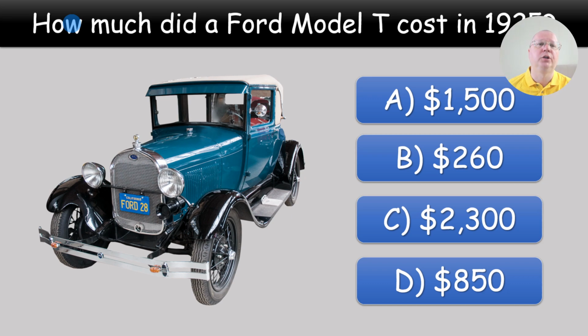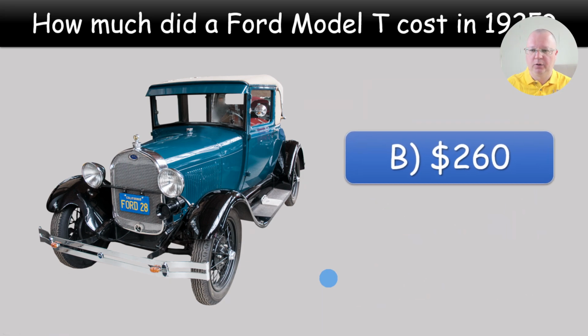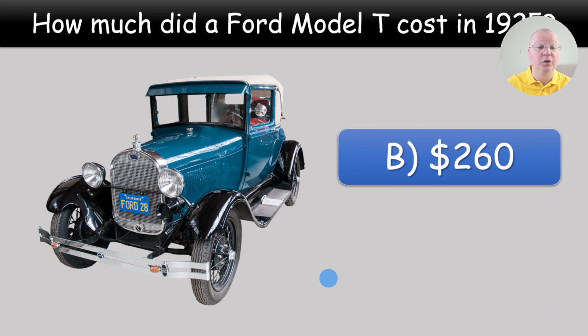And then you invite the next pair of students, one student from each team. And here's the next question. How much did a Ford Model T cost in 1925? And there are four different options. The correct answer is $260.